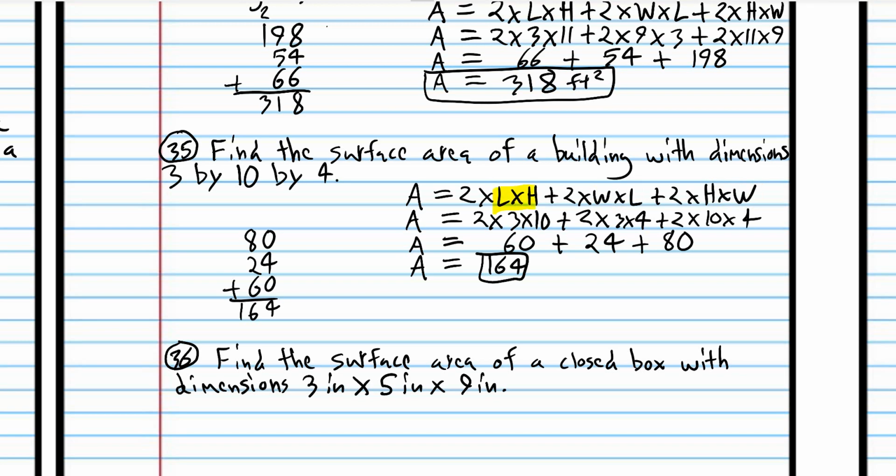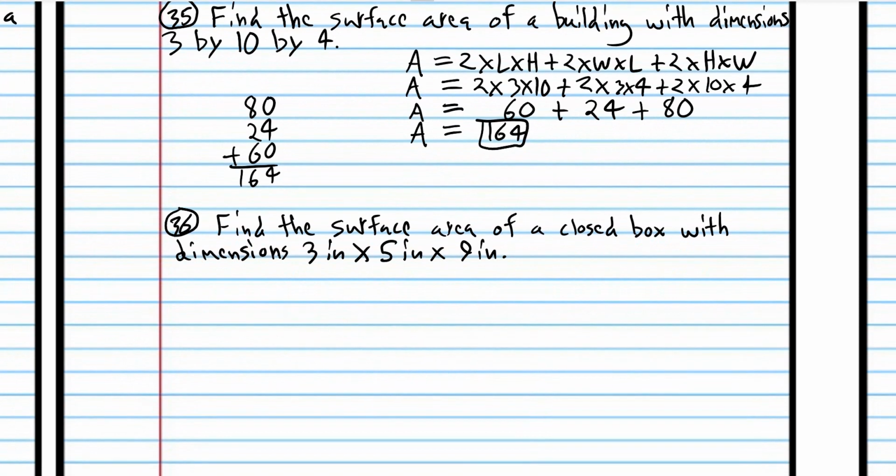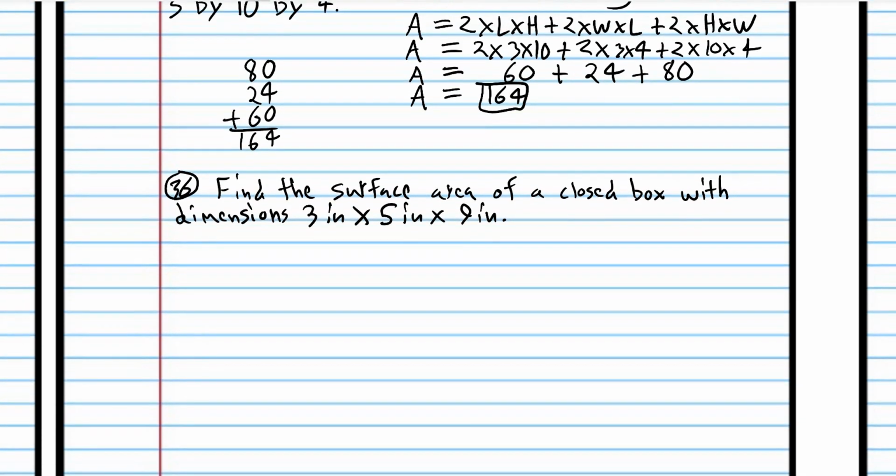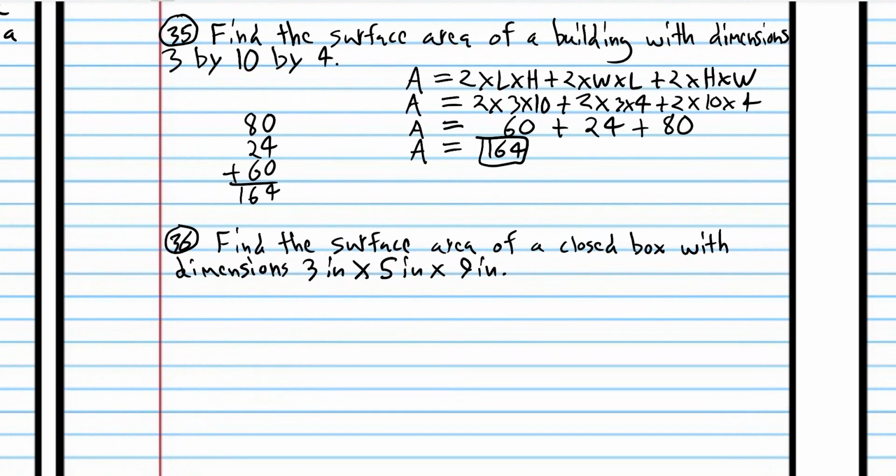You have the L to W, the L to H, the L to H, the L to W, and then you have the H and the W. That's the most important thing. So don't get confused there. It's very easy to get confused.